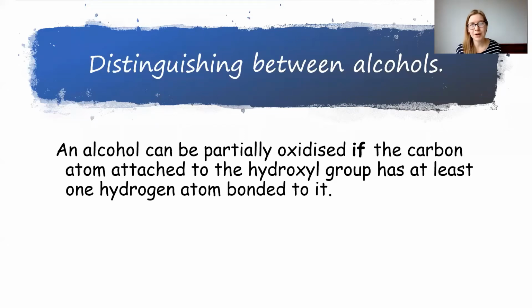Okay, so that's oxidized. Okay, so an alcohol can be partially oxidized if the carbon atom attached to the hydroxyl group has at least 1 hydrogen atom bonded to it. So that's what we just discovered. So the ethanol that was primary, that could be oxidized. And the propan-2-ol that was secondary, that could be oxidized.